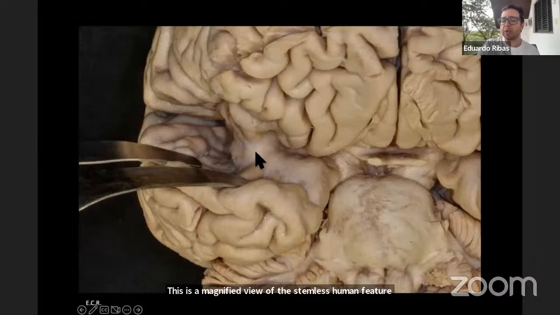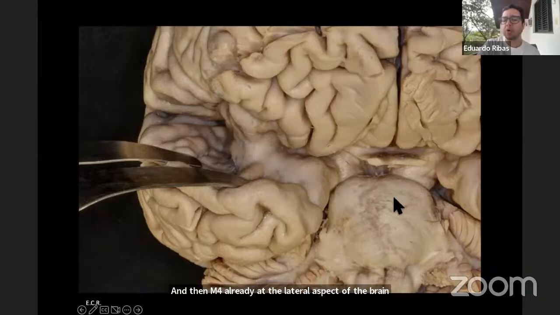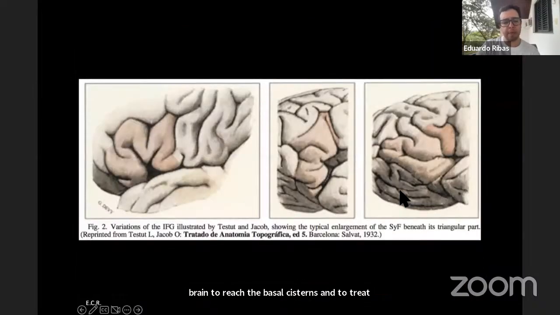Here is where the first segment of the MCA, the middle cerebral artery, is going through. So M1 goes from the origin to the limen insulae. This is where M1 would be. And then the second division, M2, is already over the insula, M3 over the opercula, and then M4 already at the lateral aspect of the brain. This is the major corridor of the neurosurgeon, splitting the Sylvian fissure to get deep inside the brain to reach the basal cisterns and to treat pathologies that can be at that site.